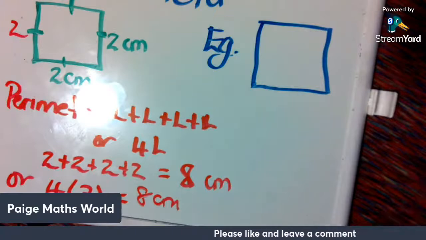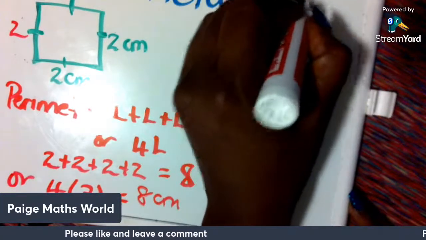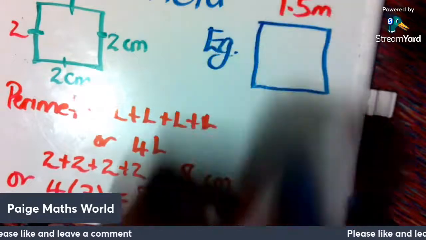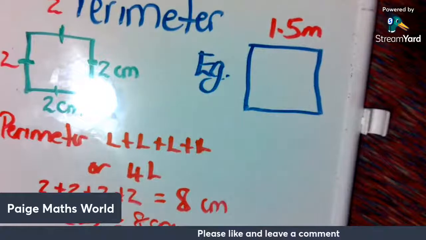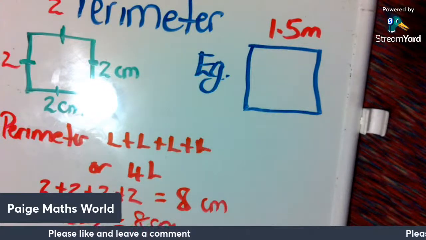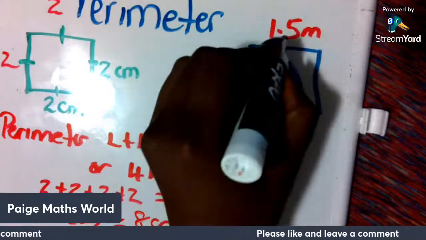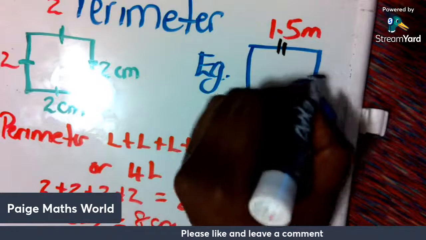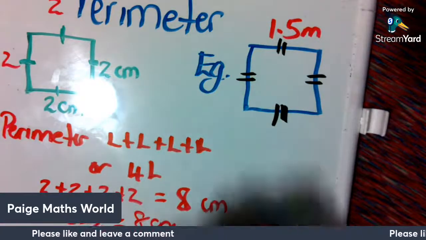So the perimeter of this square, and I'm going to put 1.5 meters. So the side is 1.5 meters. And remember, guys, it's a square. When you're looking at a square, it means all the sides are what? Equal. So this side is equal to this side, and this side is equal to this side, right? That's a square. So now I need to find the perimeter.